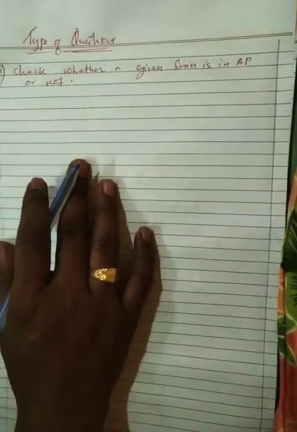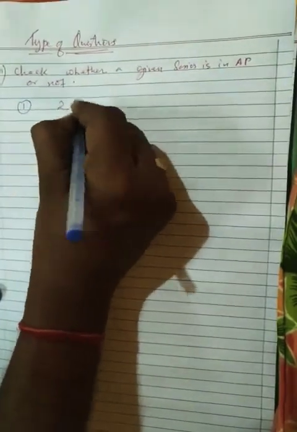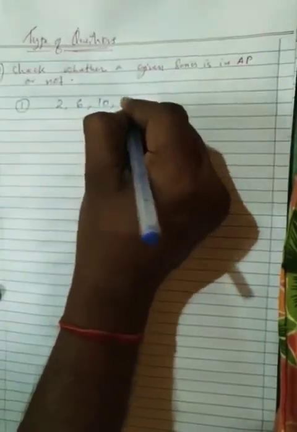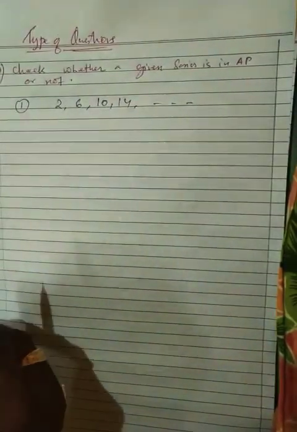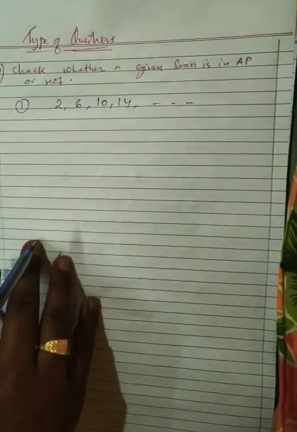Now next we'll discuss the types of questions from this chapter. The first type of question is to check whether a given series is an AP series or not. Number 1, let's say we're taking 2, 6, 10, 14. This sequence is given, and you have to check whether this sequence is an AP series or not. How will we do it?